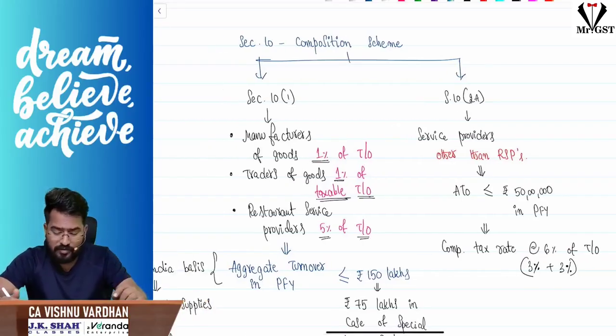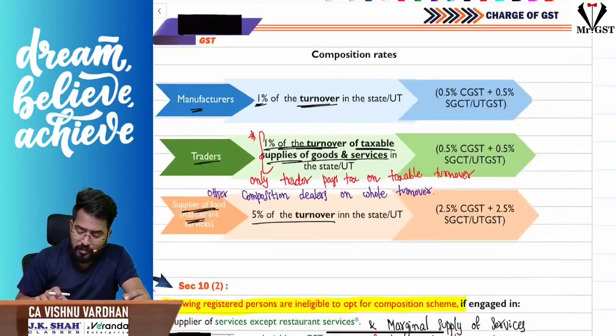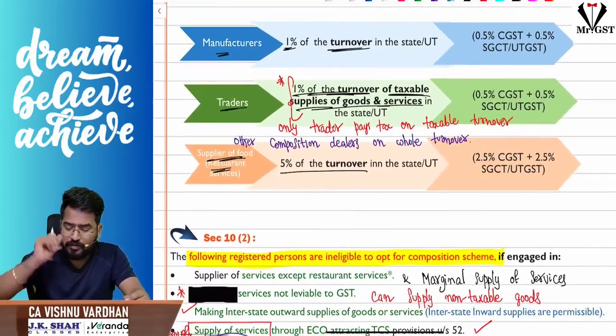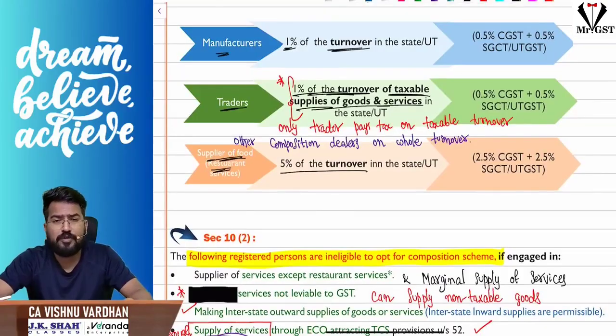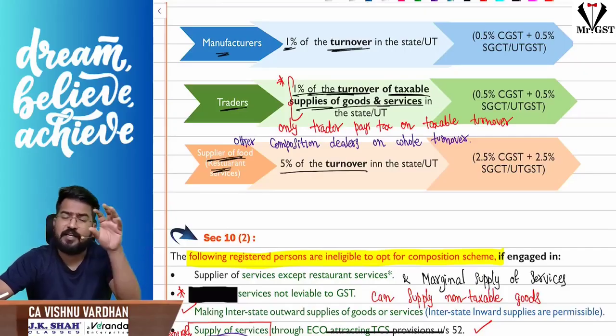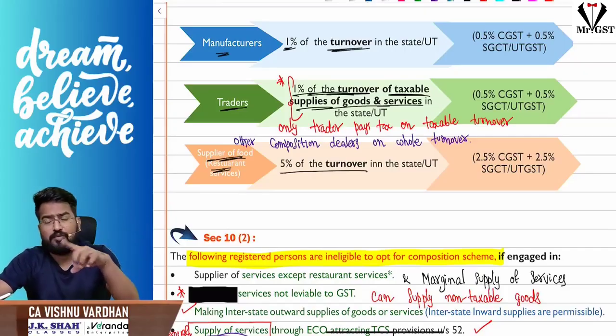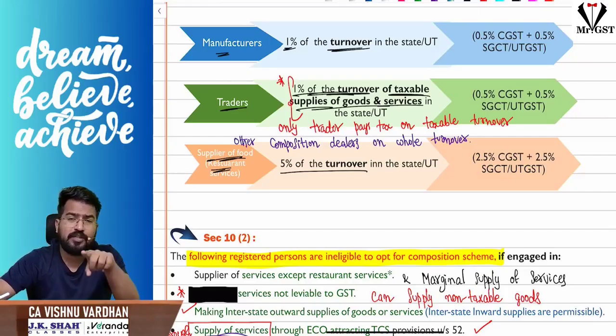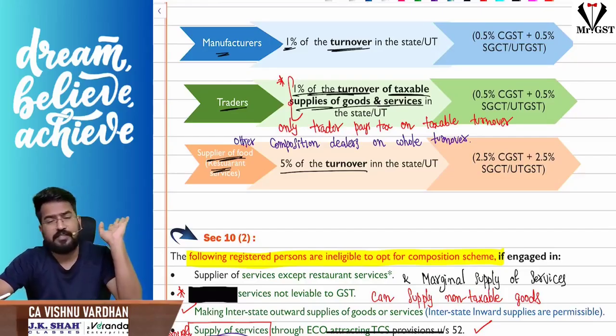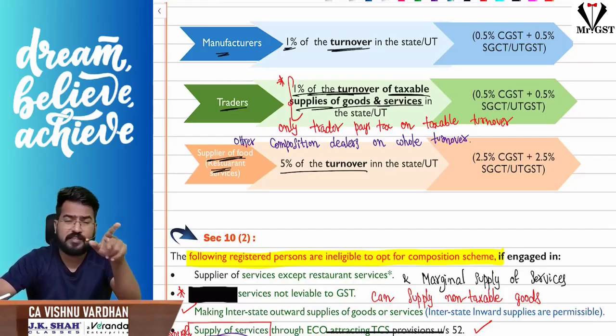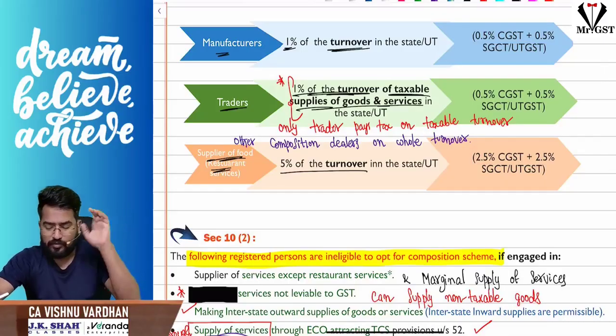But for the trader, you have seen one different point. Trader only enjoys one benefit, that is what? He will pay tax only on the taxable turnover, not on the total turnover. So if the trader who is buying and selling is selling taxable goods as well as exempt goods, he will pay 1% tax only on the sale of taxable goods, not on the exempt goods. But the manufacturer is selling taxable goods as well as exempt goods. He is manufacturing and selling, so he will pay 1% on the total turnover. So that is the point.